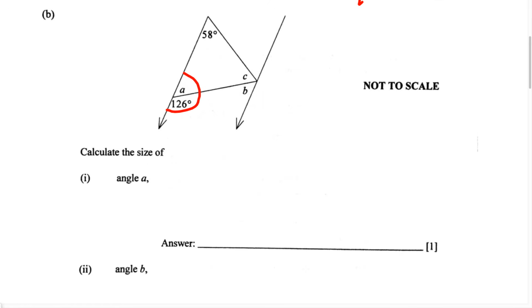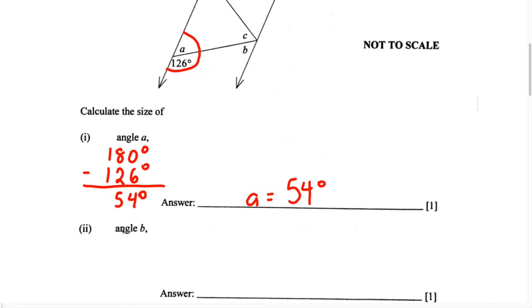And because it forms 180 degrees, to find angle A, we're just going to say 180 degrees minus 126 degrees. And we put this in our calculator, we're going to get 54 degrees. Therefore, we can say angle A equals 54 degrees. And now they want us to calculate the size of angle B.